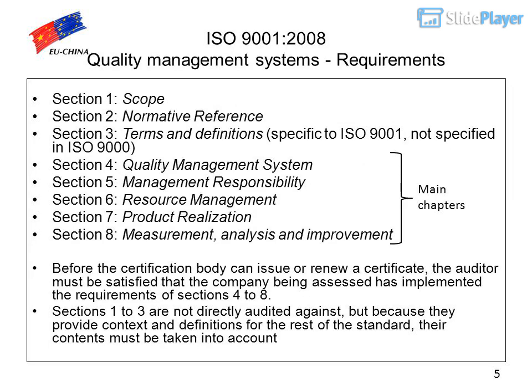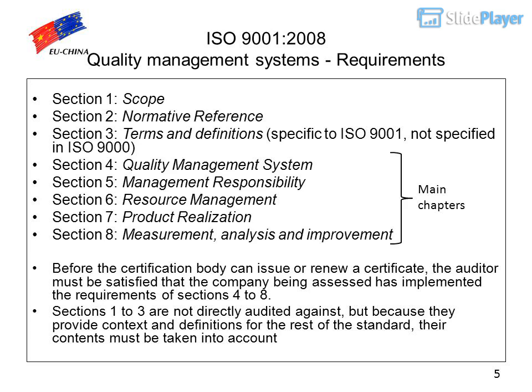ISO 9001:2008 Quality Management Systems, Requirements. Section 1, Scope. Section 2, Normative Reference. Section 3, Terms and Definitions, specific to ISO 9001, not specified in ISO 9000. Section 4, Quality Management System. Section 5, Management Responsibility. Section 6, Resource Management. Section 7, Product Realization. Section 8, Measurement, Analysis and Improvement.